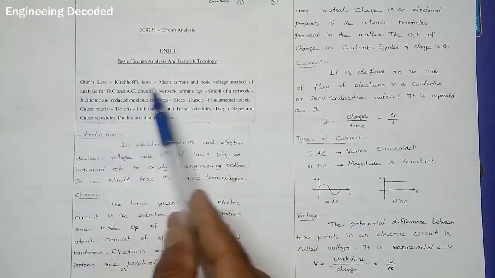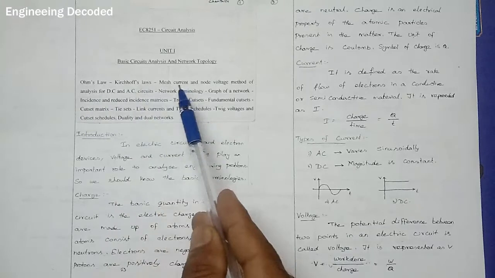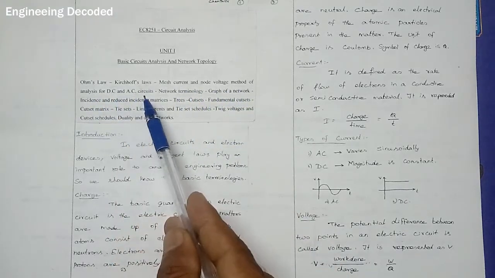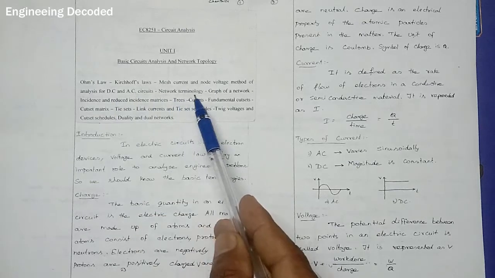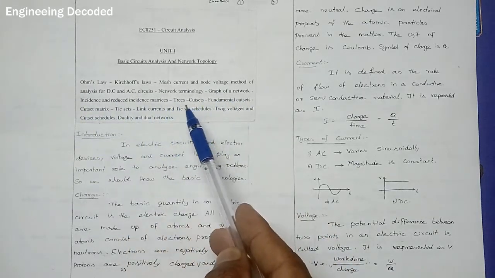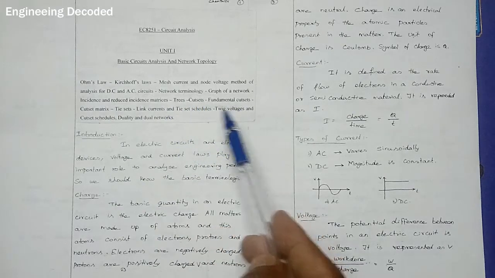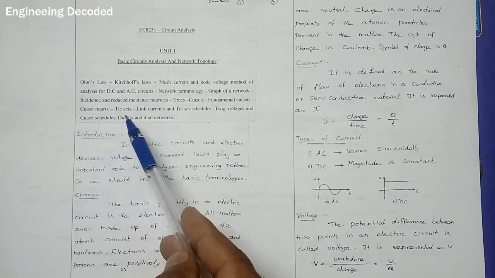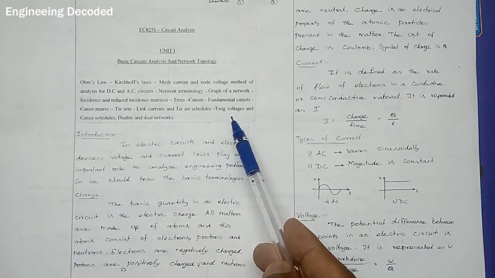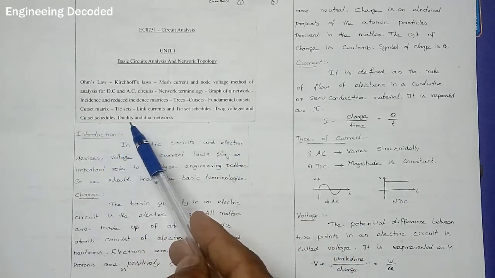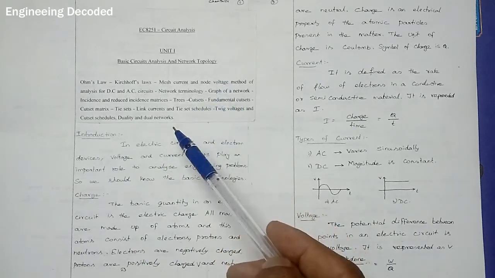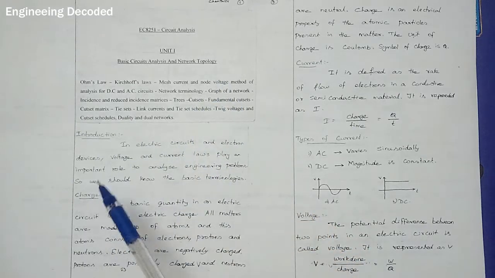We have these topics: Ohm's law, Kirchhoff's law, mesh current and node voltage method of analysis for DC and AC circuits, then network terminologies, graph of a network, incidence and reduced incidence matrix, trees, cut set, fundamental cut set matrix, tie sets, link current and tie set schedule, twig voltage and cut set schedule, duality and dual networks. We will be seeing all these topics one by one.